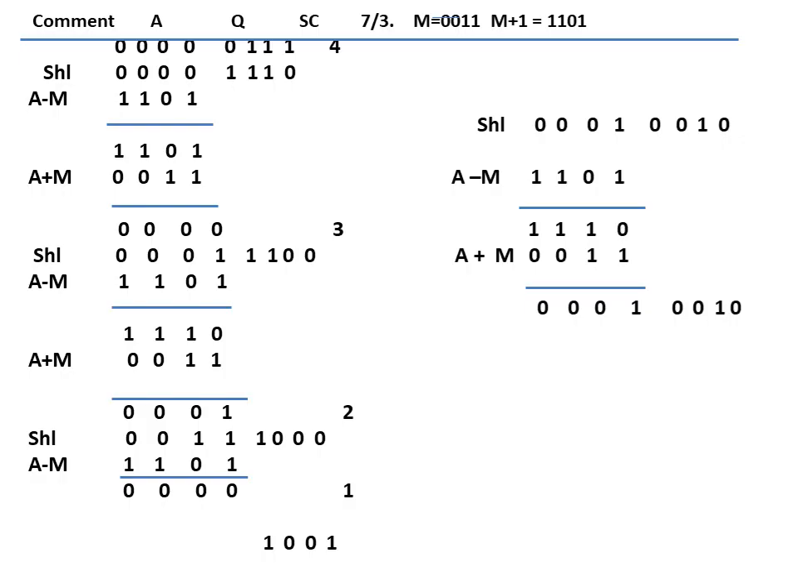Again we see the sign bit is 1. So now again we have to add A plus M. That is, we perform A plus M, and we will get this result. Now we have to decrement the sequence counter, that is 0. Since the sequence counter has become 0, we have to stop the operation now. So we get the quotient as 2 and the remainder as 1.